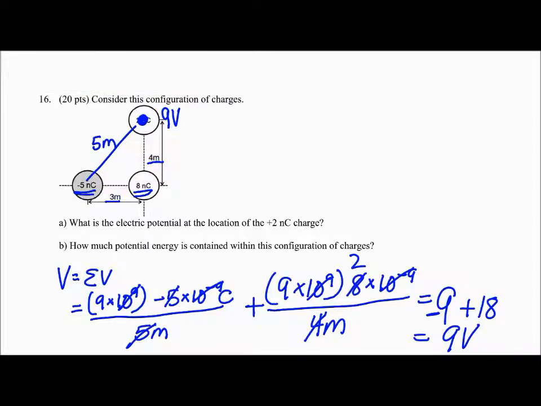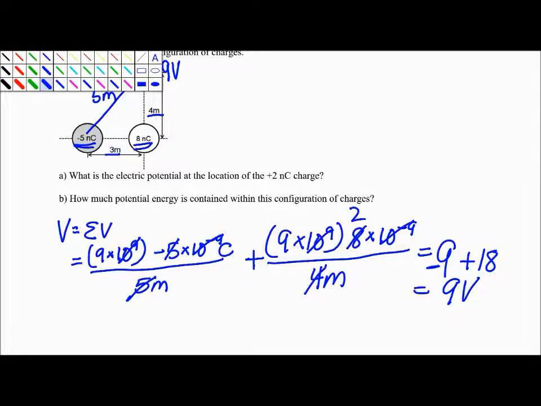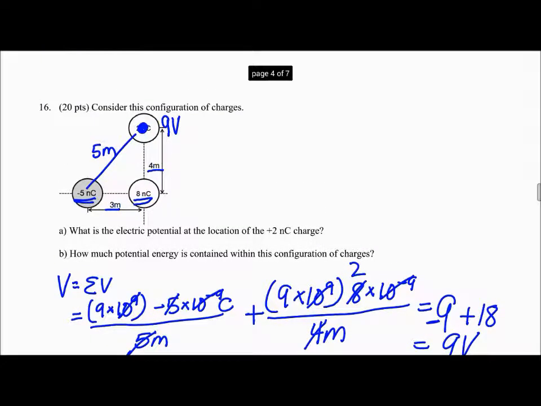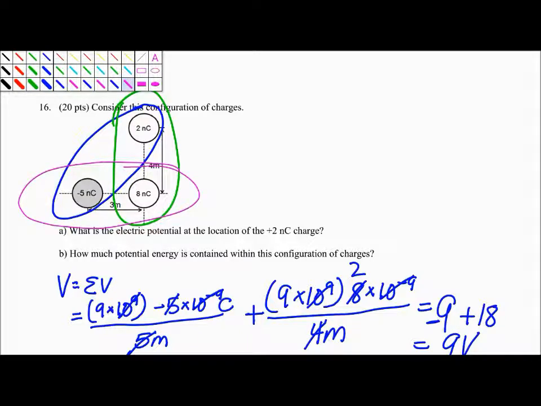Now let's also look at what is the potential energy contained within this configuration. In order to do this, I'm going to take the potential energy of all of these things. So I want to take what is the potential energy of these two charges, potential energy of these two charges, and the potential energy of these two charges. All right, so here, potential energy, remember, equal to KQQ over R.